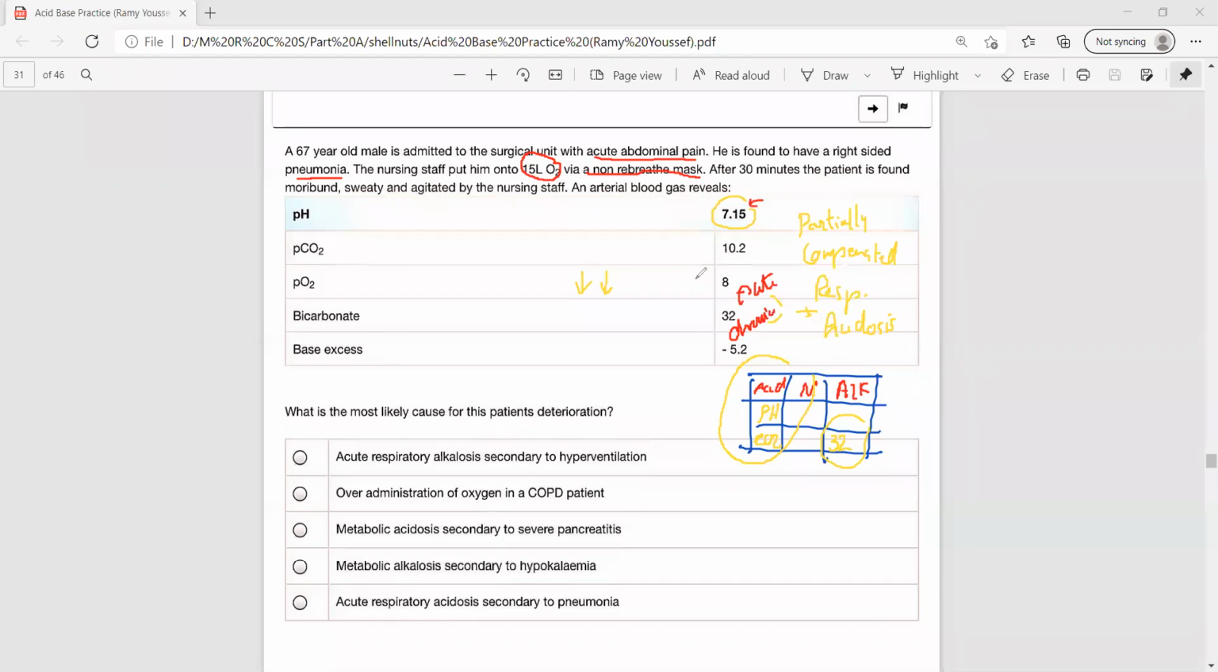What about the CO2? The CO2 is high. What about the HCO3? It is 32, it is high and alkalotic. What do you expect? Do you expect it is a chronic condition? Yeah, chronic condition. Oh, I got confused now. So I have the HCO3 chronic and I have the pH acute.